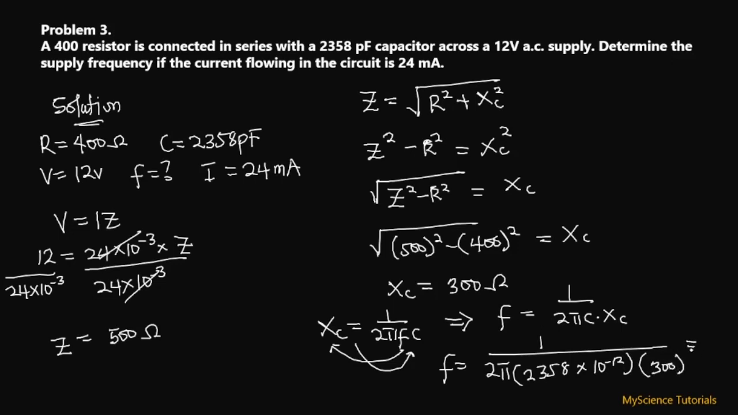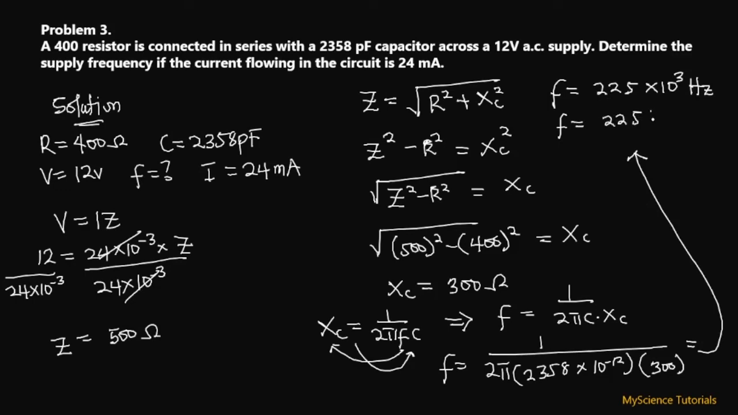So using our calculator to compute this entire ratio, we are going to get our answer. Let me write it at the top over here. So our frequency is going to be equal to 225 times 10 raised to the power 3 hertz, which we can rewrite as 225 kilohertz as our final answer. So this is the frequency of the entire circuit.